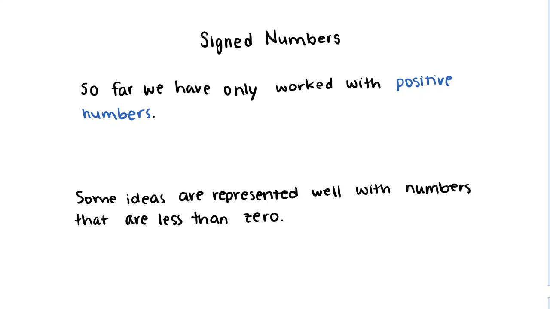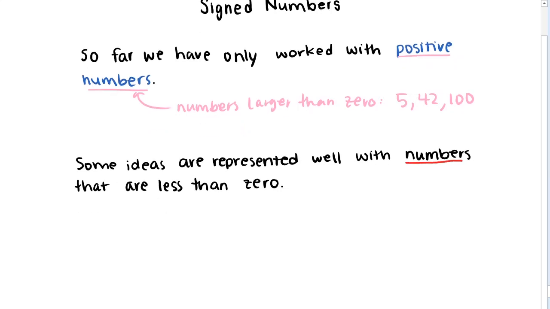Hey everyone. So in this video, I'd like to talk about signed numbers. So far we've only worked with positive numbers, which are numbers that are larger than 0. Some examples might be 5 or 42 or 100. But some ideas can be represented well with numbers that are less than 0. And so these are numbers that we call negative numbers.